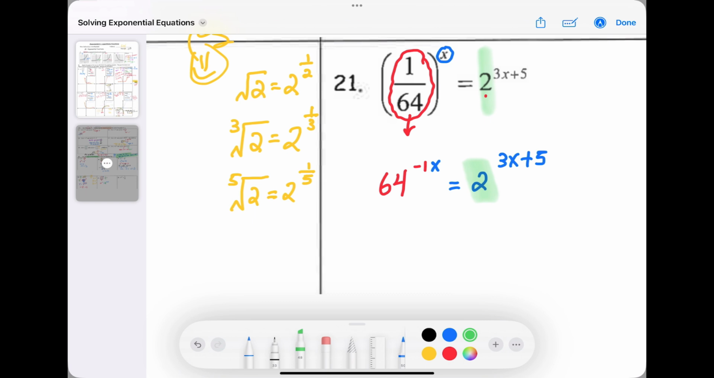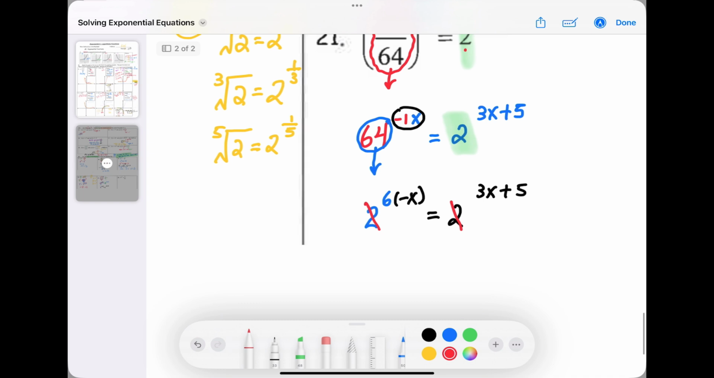Now, you can say that as all about a base. 2 is my base, which tells me I had to rewrite the 64 to the base 2 to what new power? So 2 to what new power gives me 64? The power will be 6. Now, do not overthink. I still have the original, which will be a negative x, right? That is equal to 2 to the 3x plus 5. So all about a base. Base the same, that can cancel out.